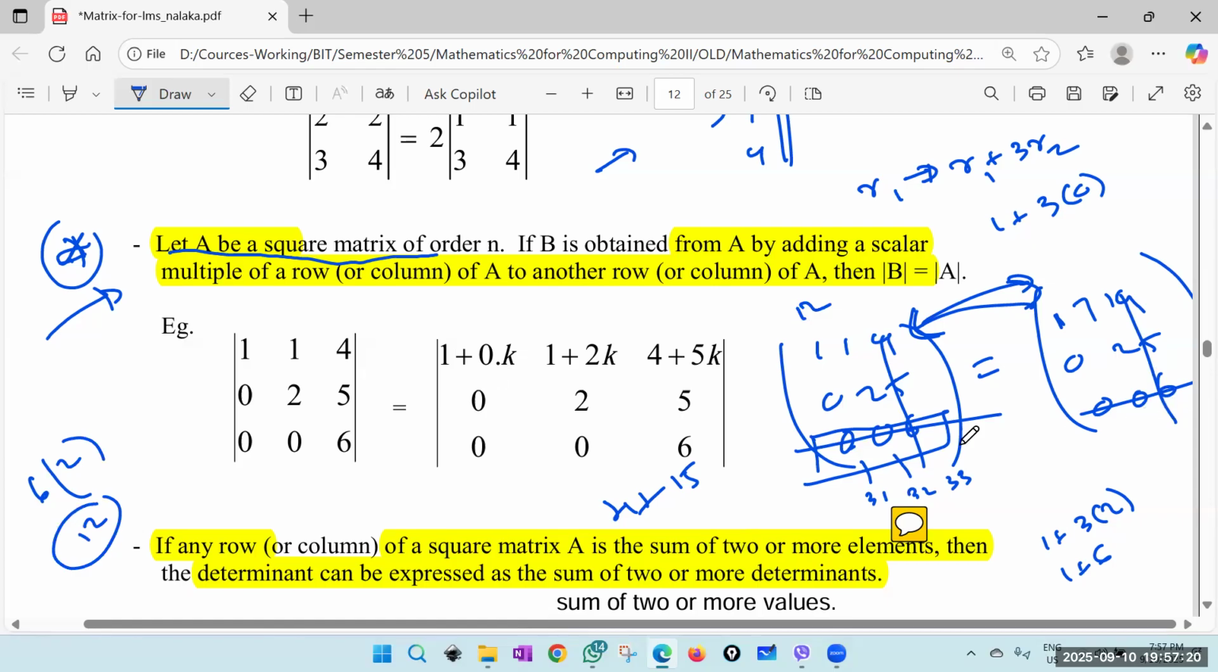Again, I take this one because that is the easiest. Right? So that is 6 times 2 minus 0. The 1 times 2 is 2 minus 0. 2 minus 0 is 2. 6 times 2 is 12. Yeah. So this one's determinant is also 12.